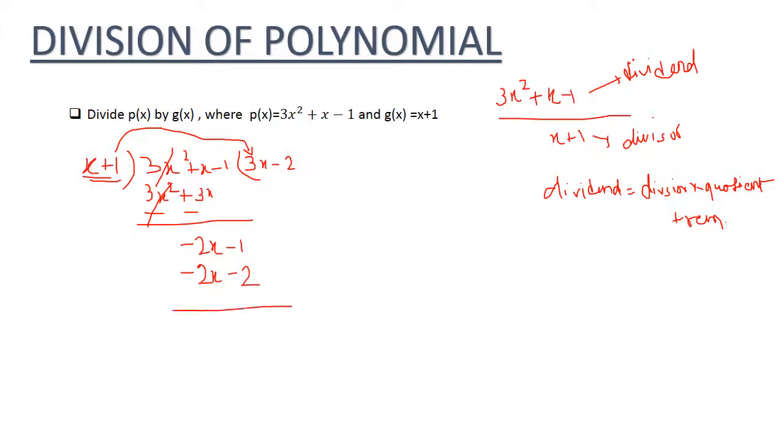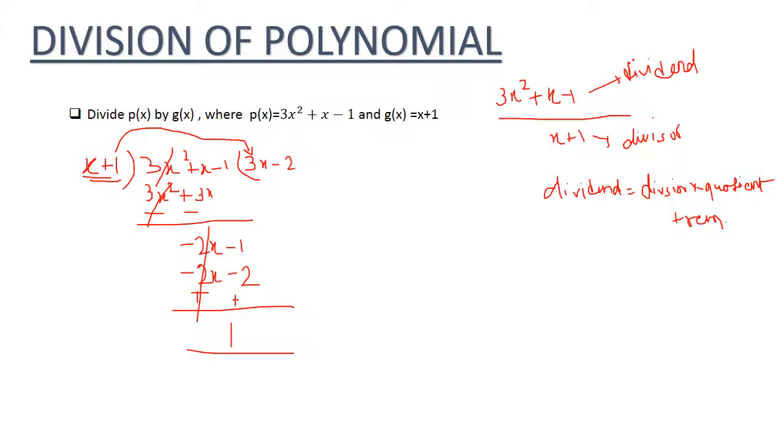And since we are subtracting, we have to change the sign. It is negative, so we have to make it positive. Minus 2x plus 2x equal to 0, minus 1 plus 2 equal to 1. So it is our remainder, and this is our quotient.